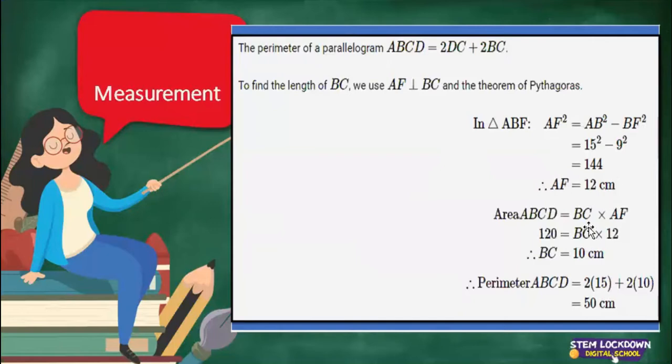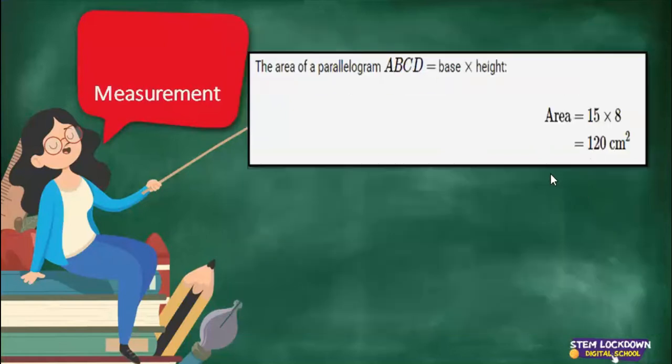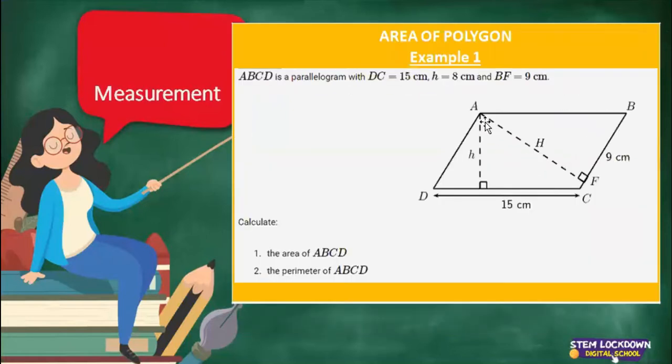Because our AF is 12, the area of the parallelogram equals BC times AF. From there, you can find the length BC to be 10 centimeters. Because now we have our AF as 12 centimeters, all we need to find is the length BC, which is equal to the length AD.